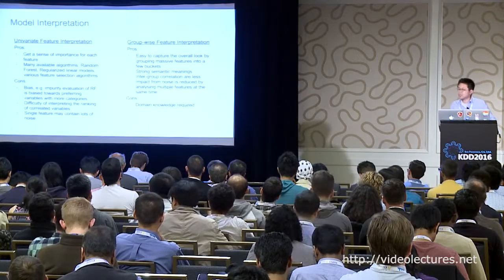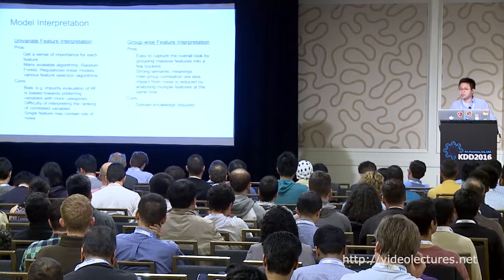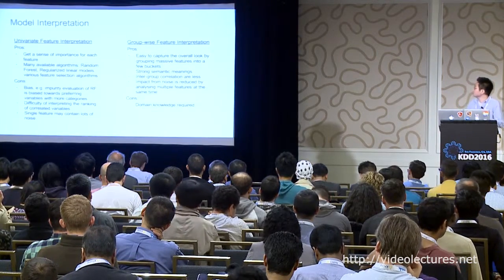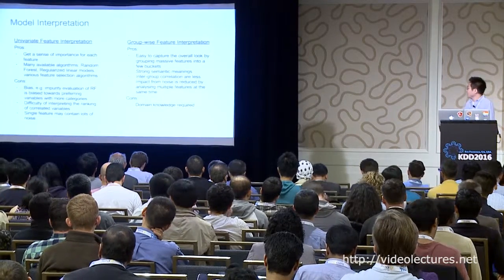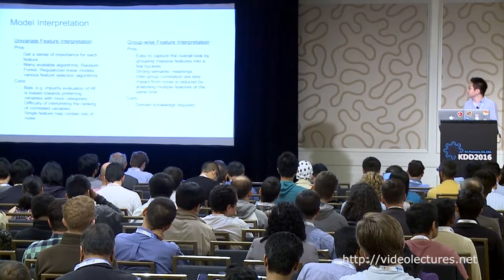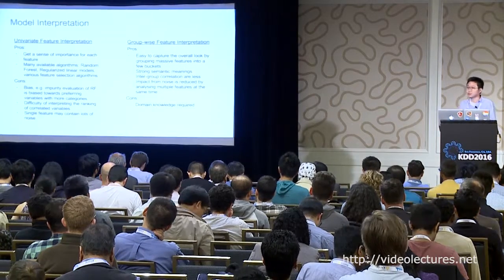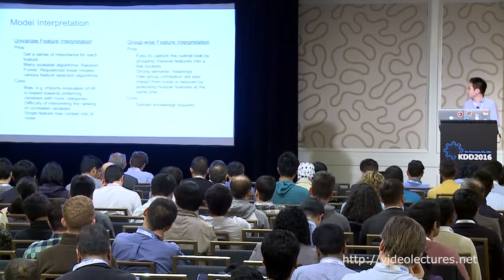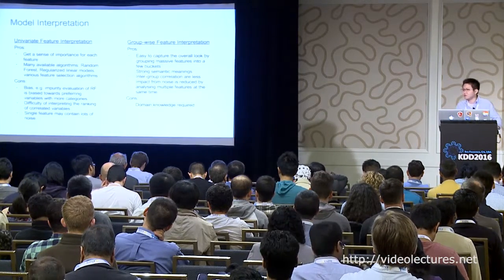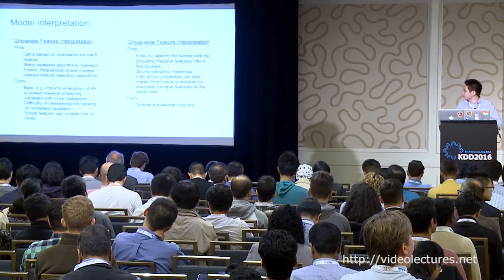On the right side is what we call the group-wise feature interpretation, and we found it's very helpful to communicate with our business partners. So what does group-wise feature interpretation mean? It means we group all the massive features into a number of buckets with semantic meanings. In this case, the intergroup correlation will be much less, and it will be less sensitive to noise. Of course, it requires a lot of domain knowledge, and we need to spend time with business partners.